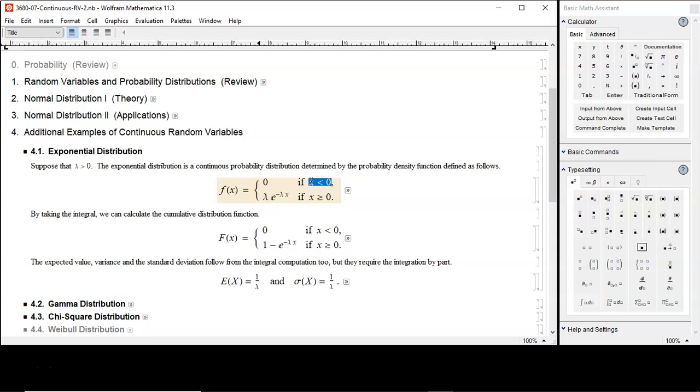When x is less than 0, then the density is constantly 0. There's nothing there, so we can consider only the case when x is greater than or equal to 0. When x is non-negative, then we have this exponential expression.